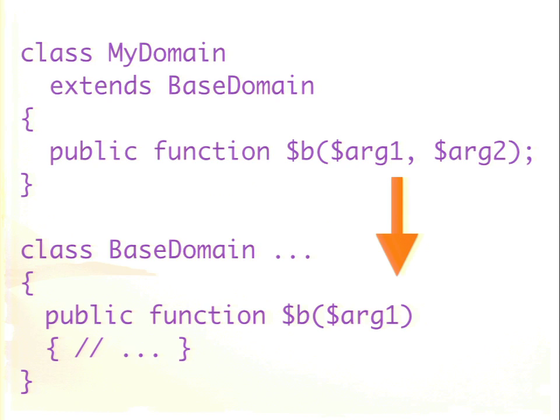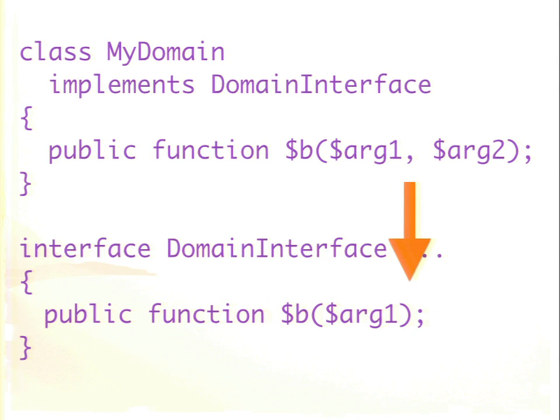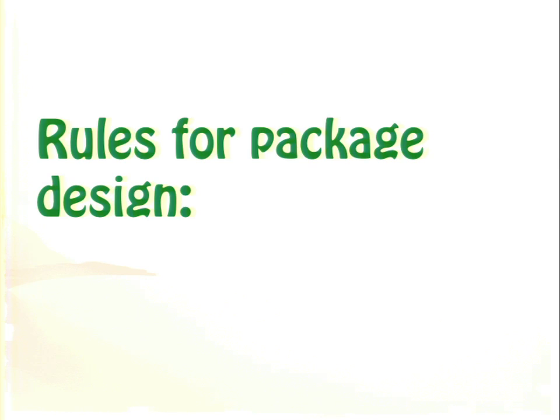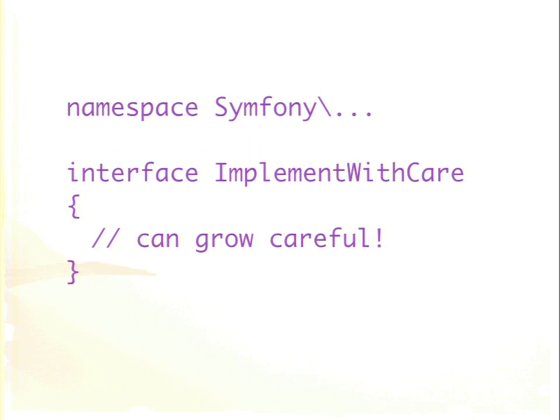So we're seeing that we need some rules of package design for this. Suppose it extends a base domain only, but then you add a new argument too, and then the base, what do you do with the base domain? Do you add the argument? Do you not? So that creates some questions that we need to resolve. The same when you implement an interface and you add a new argument, you have to do something about it. So we're talking now about rules for package design.